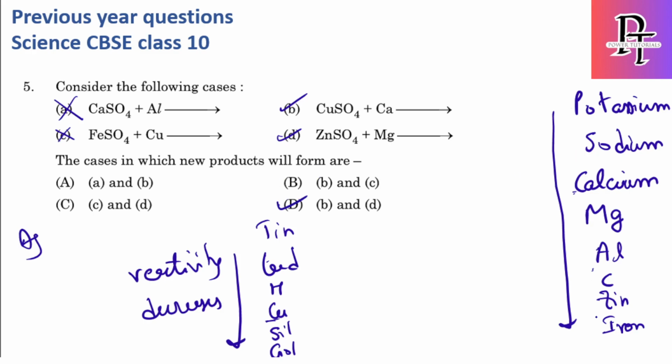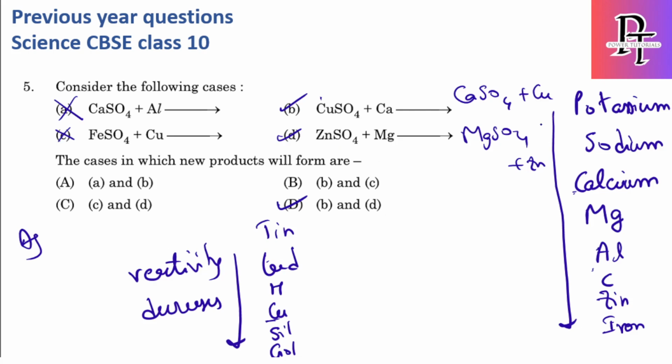So you have to remember this series for any reactivity question, like which metal can displace the other. So what is a displacement reaction? One metal displaces another and takes its place. In this reaction, the products will be CaSO4 plus Cu. In the same way here, it will be MgSO4 plus Zn. So what is happening here? This metal is taking the place of this metal and removing it out. This is nothing but a displacement reaction, when one metal removes the other metal from a solution.